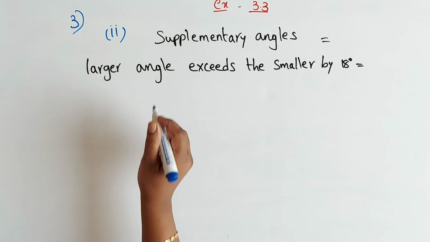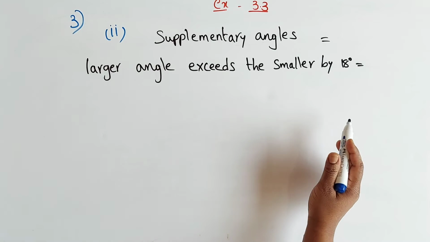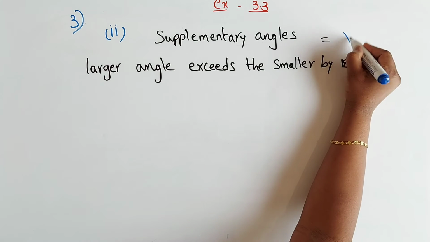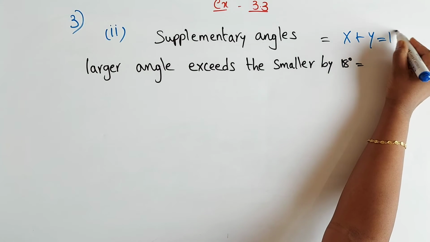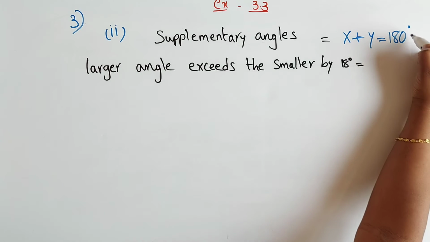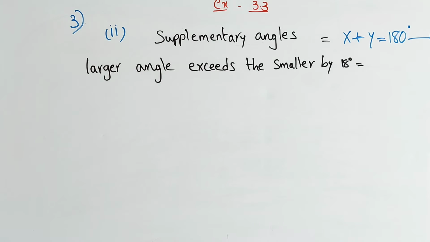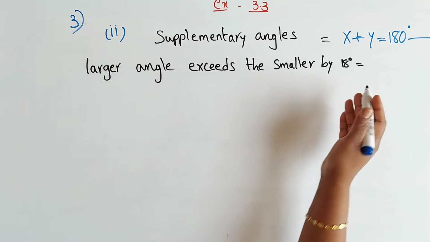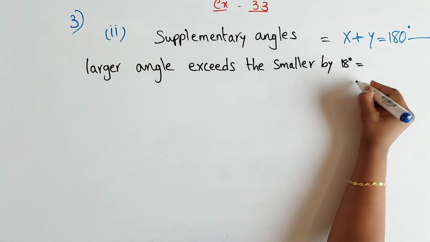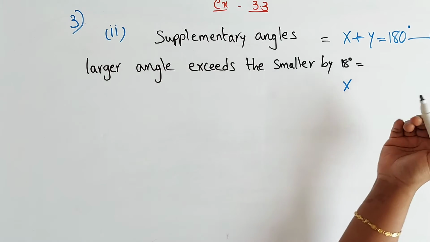Second one, children. The larger of two supplementary angles exceeds the smaller by 18 degrees. Find them. We know supplementary angles means x plus y equal to 180 degrees. When the sum of two angles equals 180 degrees, these are called supplementary angles. This is the first equation. The larger angle exceeds the smaller by 18 degrees. Let us take x as the larger angle. So x equal to, exceeds the smaller, that means more, by 18 degrees.